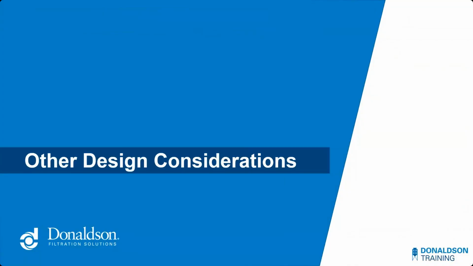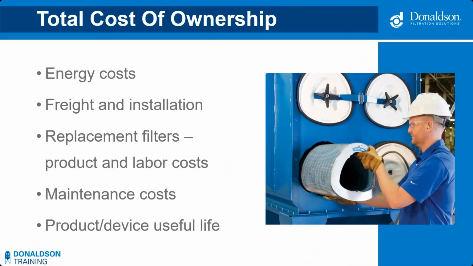So to finish things up, and then we'll open it up for questions, there are a few other design considerations that we should talk about. The first one being total cost of ownership. When you're designing a system, it's important to understand how much energy is required to operate it. Where's the unit coming from? Is it easy to get replacement parts? How long do the filters last? How easy is it to change filters or maintain the system? And what's the life expectancy?